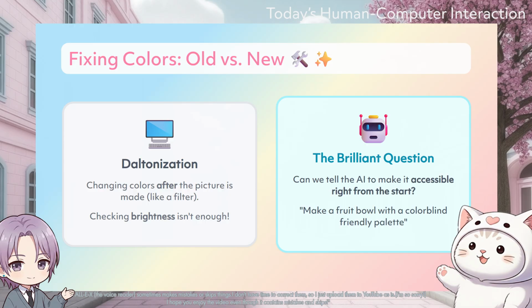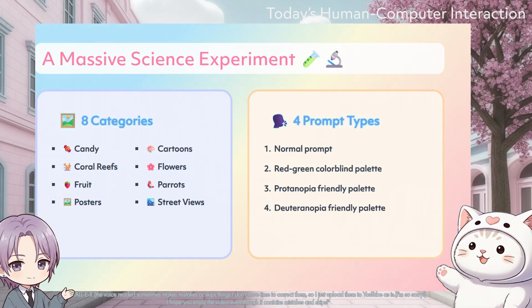Can we just tell the artificial intelligence to make the picture accessible right from the start? Can we just type, make a picture of a fruit bowl with a colorblind-friendly palette? Will the artificial intelligence understand the prompt and do a good job?